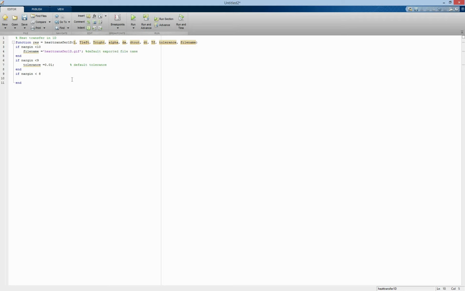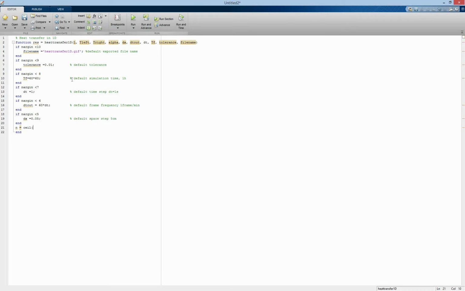And we keep writing other default values for other parameters, such as the final time of simulations, the time step dt, the time for exporting frame dt out, which is 1 hour, and the default space step, which is 5 centimeter if not input.